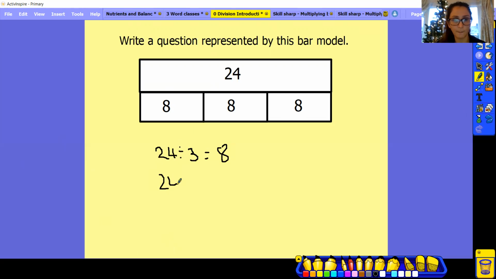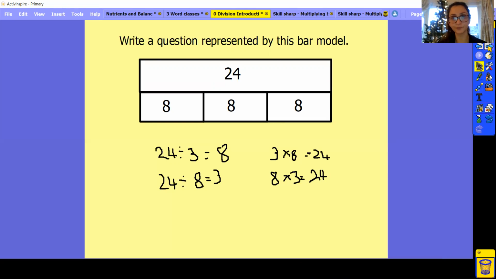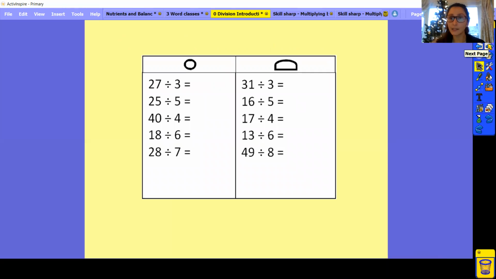So we've got 24 divided by 8 equals 3. And we can do the inverse. So remember, the inverse of divide is to multiply. So I know there are 3 equal groups and we have 3 lots of 8, which equal 24. And we can do another one, which is 8 times by 3, which also equals 24. Brilliant, good. So these are some of the questions that we had yesterday.